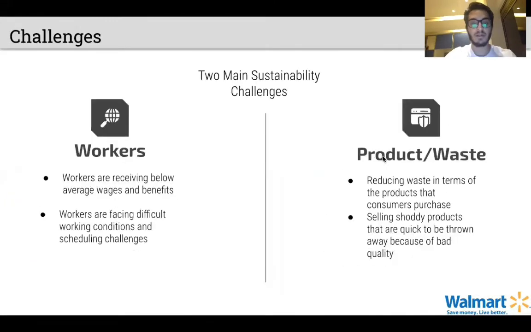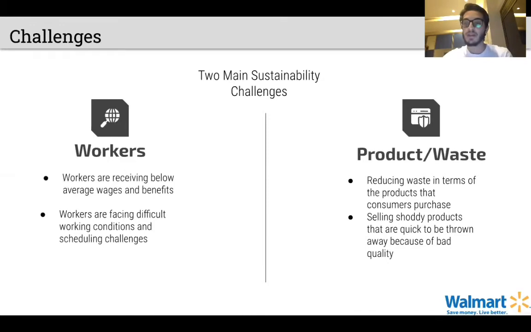Moving on to the two main challenges of this case, which we thought Walmart can improve on in terms of their sustainability aspect, and what they could focus on to be viewed more as a sustainable company in its essence. So the first challenge is the workers section, and then we have another problem, which is the product and waste. The workers are receiving below average wages and benefits compared to their competitors, like Costco and Target and many others. Also, the workers are facing difficult working conditions and scheduling challenges.